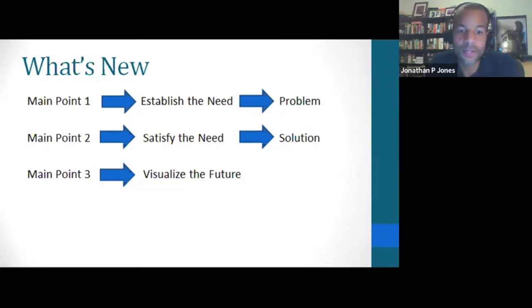Main point 2 is now going to be called satisfy the need. And so that's going to be all about the solution. So we talk about the problem in point 1, we talk about the solution in point 2, and then in point 3, we visualize the future. And so I'm going to go through all of those bits and break them down.